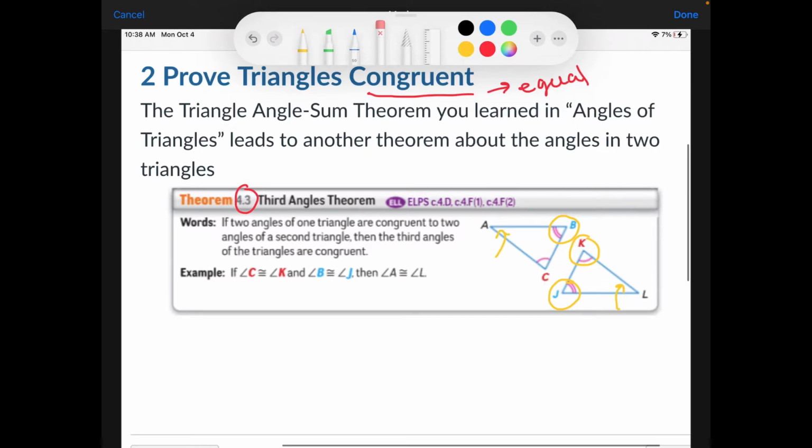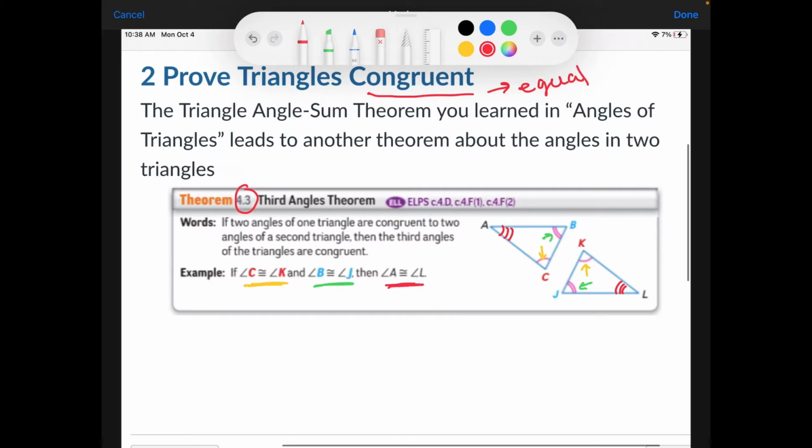And if you look at this picture here, we have one arc for angle C, and we also have one arc for angle K. So we can say that angle C is congruent or equal to angle K. And we can say the same thing for angle B. It has two arcs, and angle J has two arcs, so that makes those two congruent. And if that's the case, then we can draw three arcs for angle A and three arcs for angle L and say that they are also congruent.